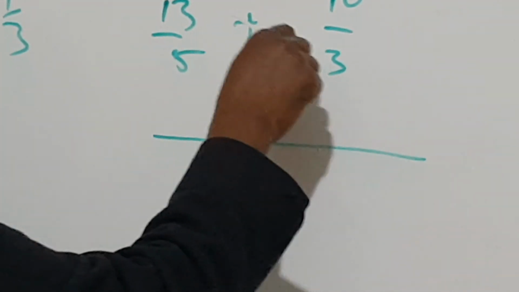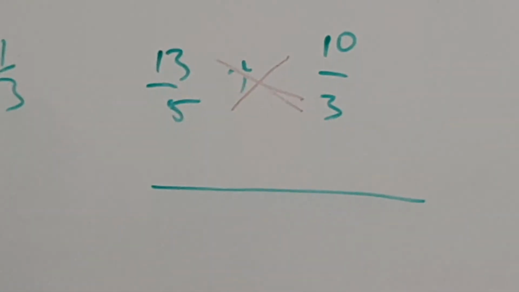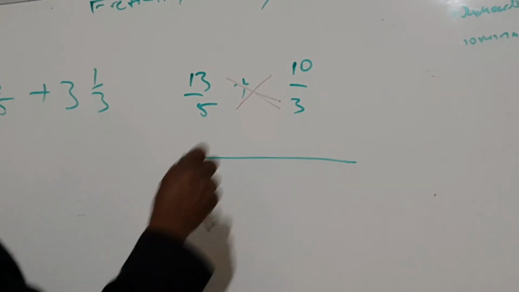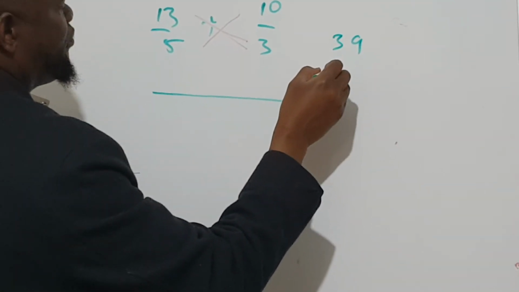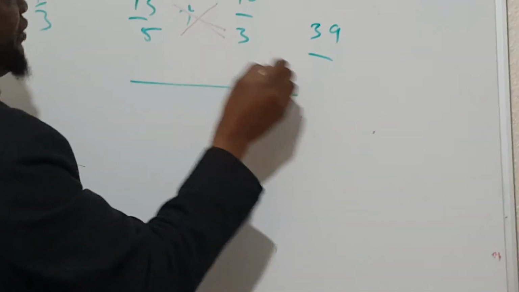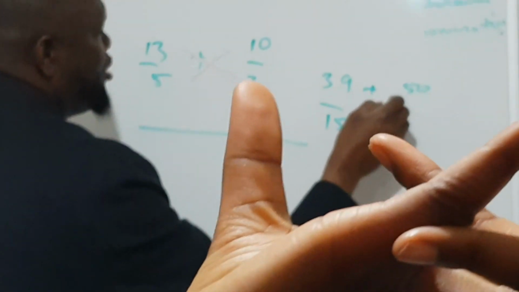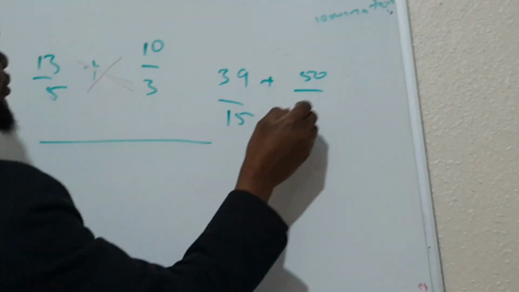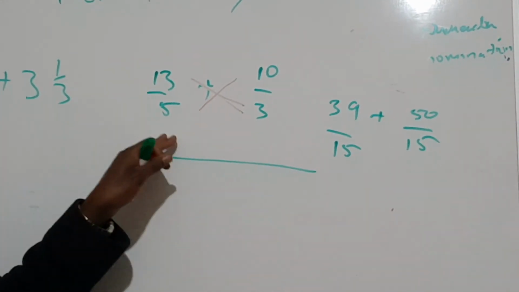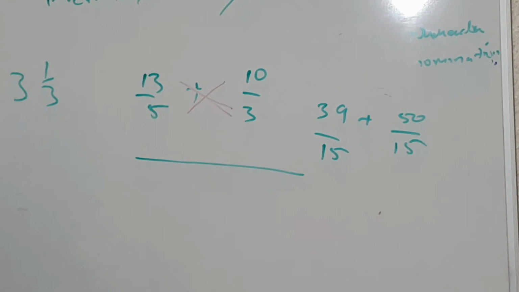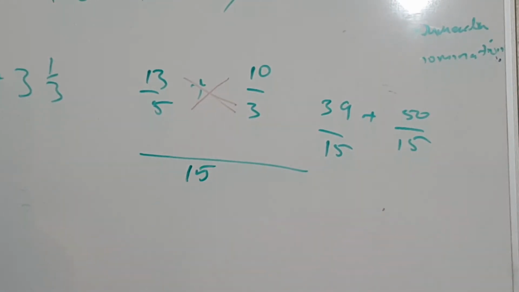We cross multiply it. 3 times 13 is 39, isn't it? 39 over 3 times 3 is 15. Or 5 times this plus 50 over 15. How did I get this 15 here? I just multiply two of them, innit? 3 times 5, 15, yes. Because in Africa we are going to say the LCM is 15. 3 times 5 is 15.